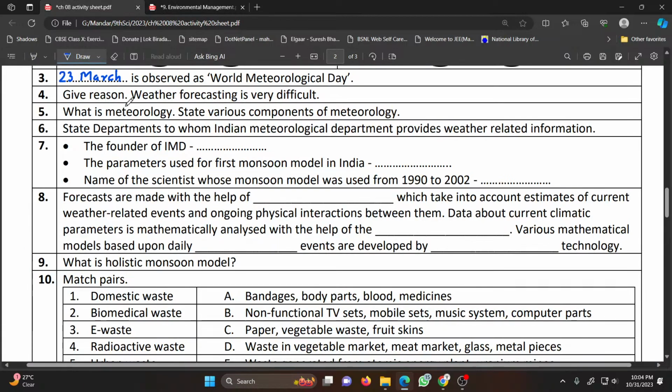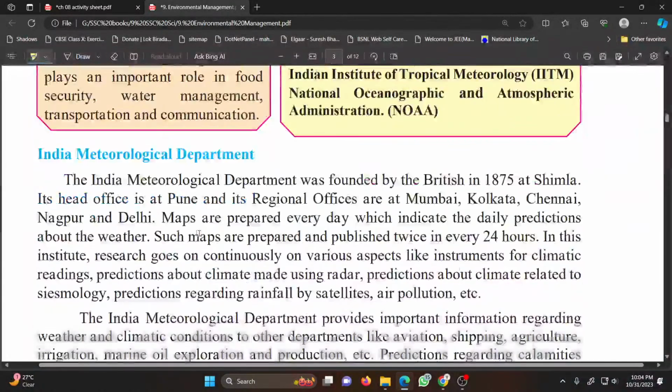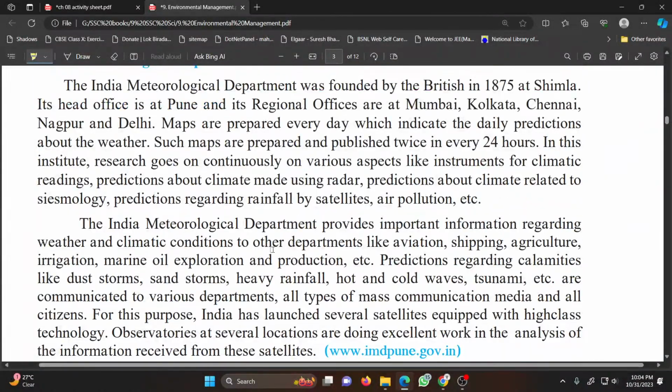State departments to whom the Indian Meteorological Department provides weather related information. The weather related information is provided to departments like aviation, shipping, agriculture, irrigation, marine oil exploration and production.